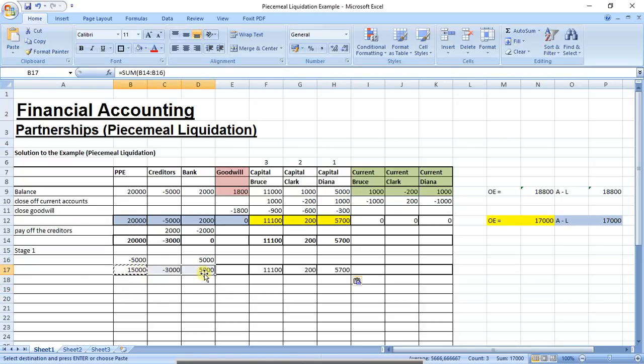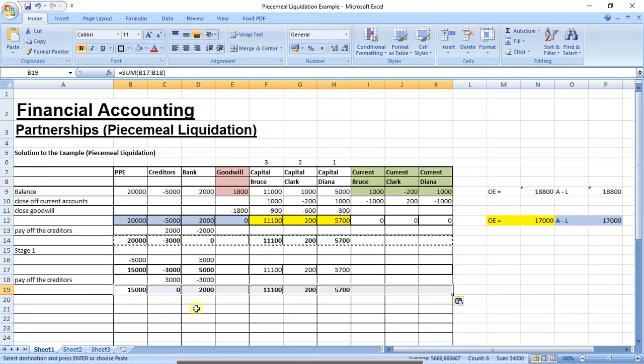So you can see in this particular question, you've got bank, which has cash, and you've got creditors, and you've got property, plant, and equipment. Again, you need to pay off the creditors first before any amounts can be allocated to the partners. So we take 3,000 Rand from the 5,000 Rand cash available and we allocate that to the creditors. Once you've paid off your creditors, are you now in a position to pay off the partners?